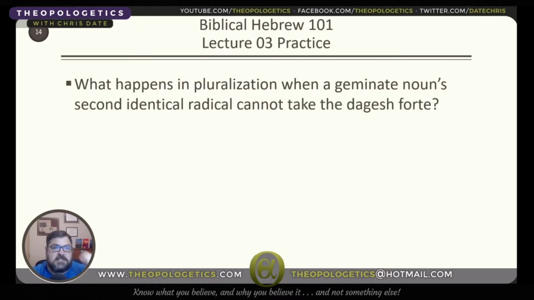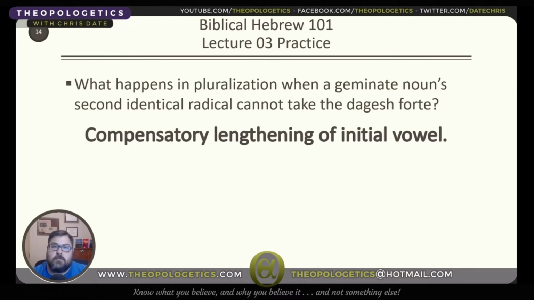What happens in pluralization when a geminate noun's second identical radical cannot take the dagesh forte? Because it's a guttural or a reish. The answer is what's called compensatory lengthening of the initial vowel. All right? So if in pluralization, the second radical should take a Dagesh forte in order to bring the third radical, the second identical one, out, to represent that third radical, the second identical one. If it can't take it, then in order to compensate for that inability, the first vowel often lengthens.